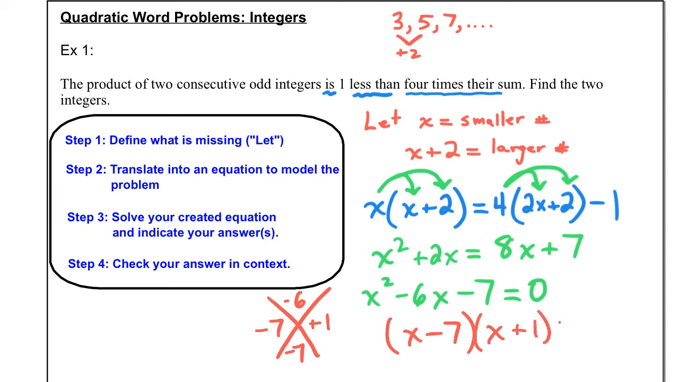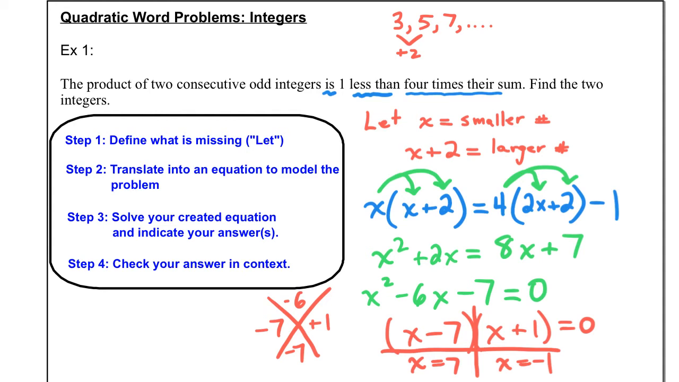Now remember, we do our t-chart. We're going to get two solutions here. We get x equals 7 and x equals -1. Now, obviously, these are not consecutive integers. So what's going on here? Let's break them down one at a time.